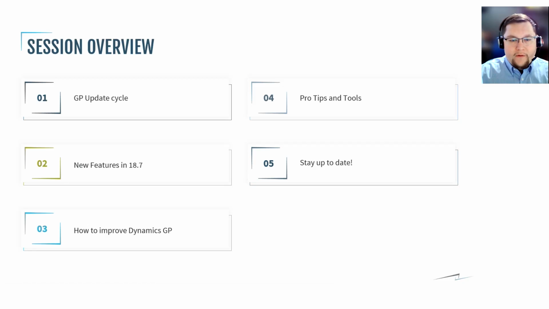So our overview for the session, we're going to start by just talking about the GP update cycle, when you can expect those updates to happen and how often. Then we'll dive into talking about the new features within Dynamics GP, specifically version 18.7. Then we'll talk about how you can help improve GP. Finally, we'll wrap up with talking about our pro tips and tools that you have available. And then the last thing is just talking about how to stay up to date and where to keep up to date with that information.